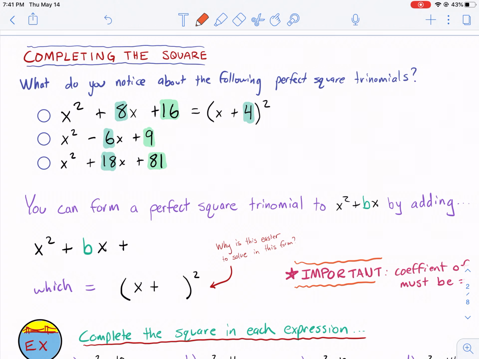Welcome to part 2 of section 8.1. We're going to be talking about completing the square here. We're talking about quadratics. This is kind of the intro to quadratics, so let's go ahead and get started.